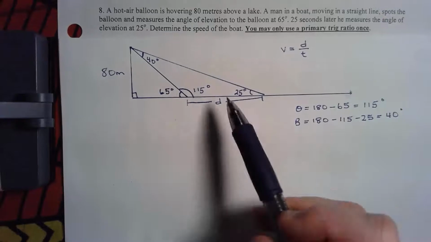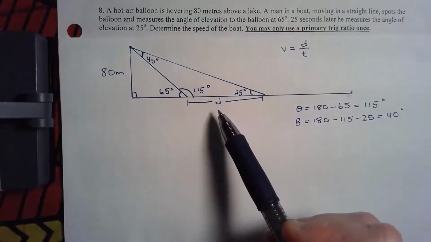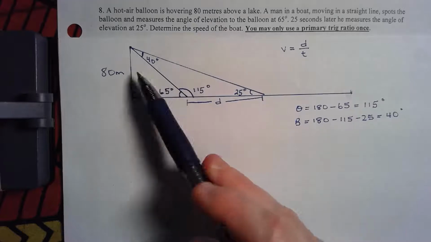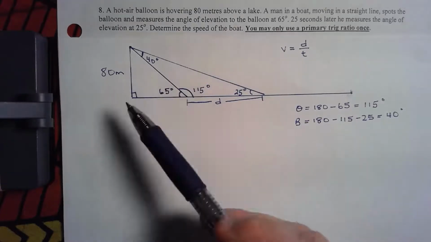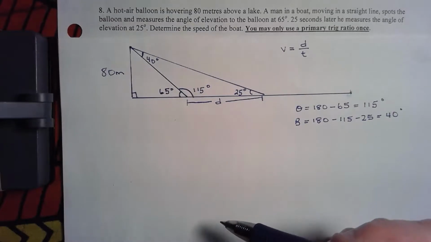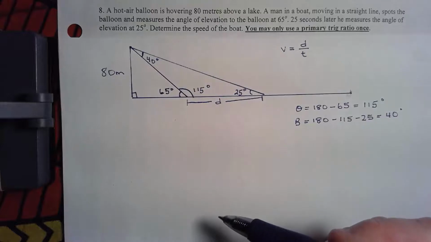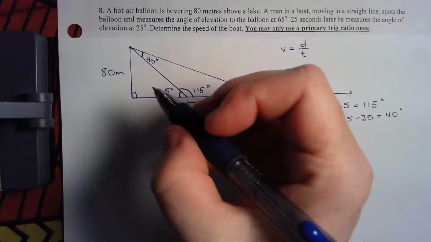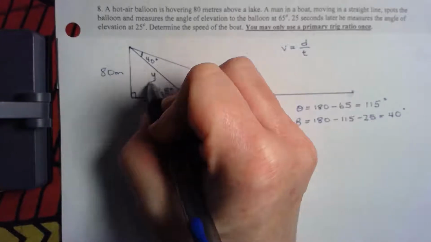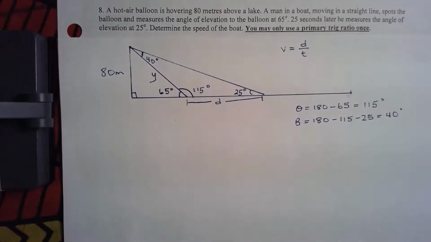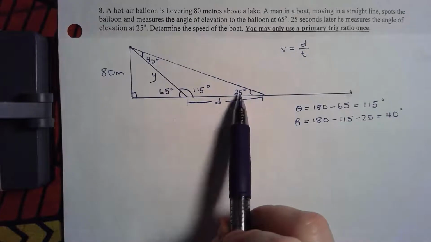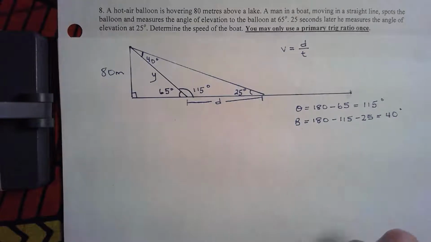Now if I look at this triangle, I have three angles and I have one side, but I don't know what this side is. I don't have any other information, so I need to know at least one other piece of information in order to solve for the distance. It can be either of these sides. I'm going to go ahead and do this side, so I need to calculate this side y. If I know this side, I can do y over sine 25 equals d over sine 40. So the question is, can I calculate that side?